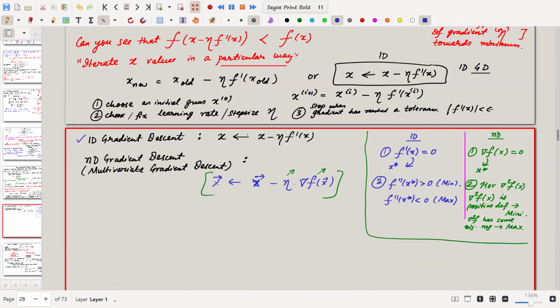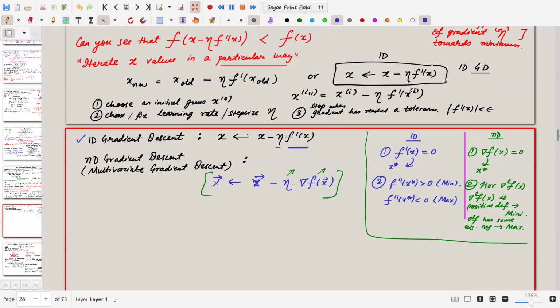You have to change the value of x by introducing this eta and f prime of x for 1D, one dimension. Eta is the step size in numerical methods, but in deep learning and neural network classes, this eta will be nothing but the learning rate. And f prime of x is the derivative.